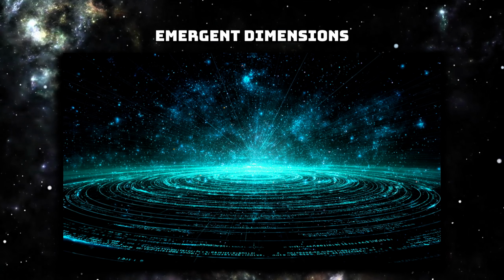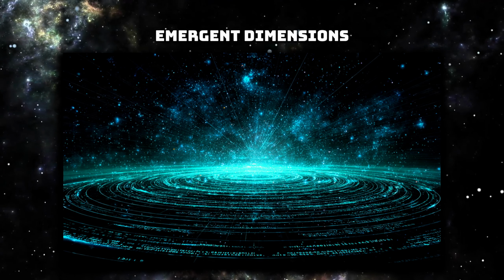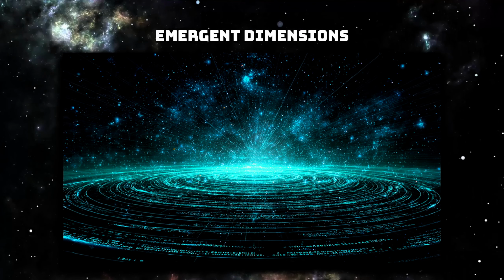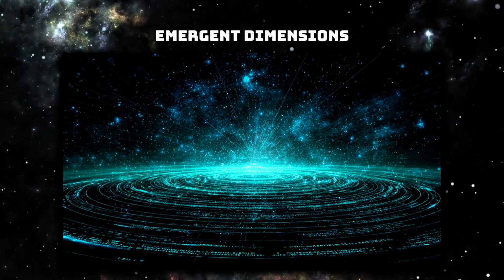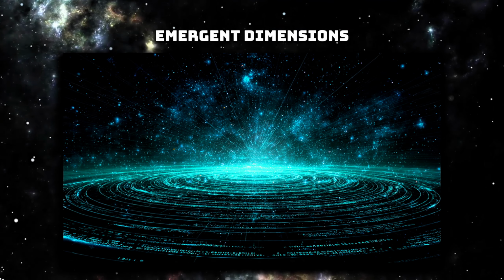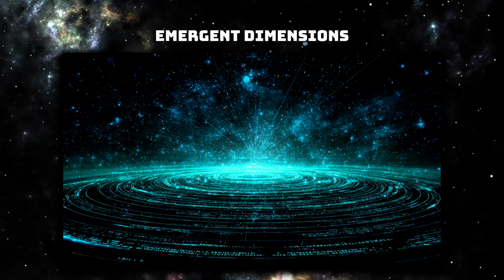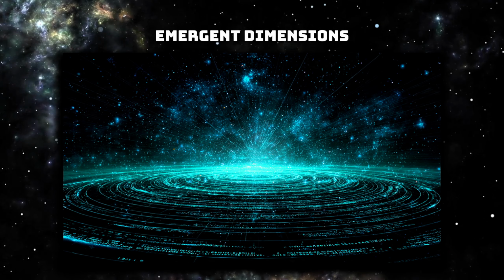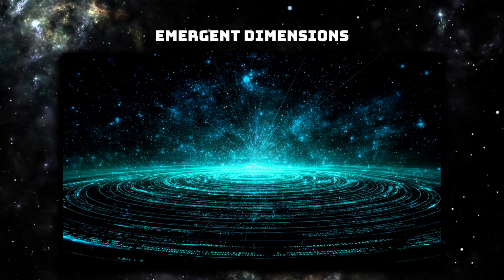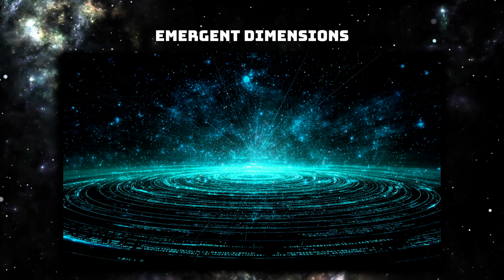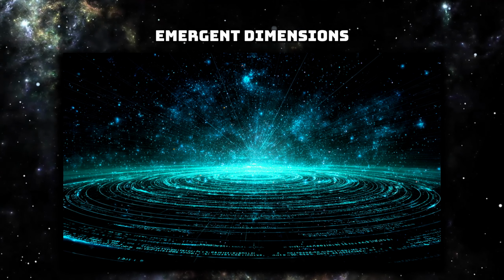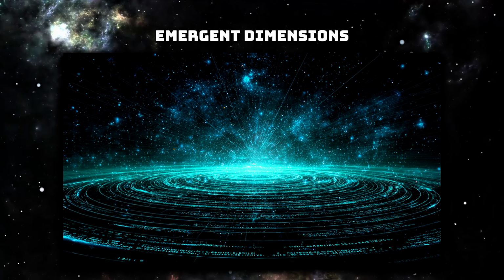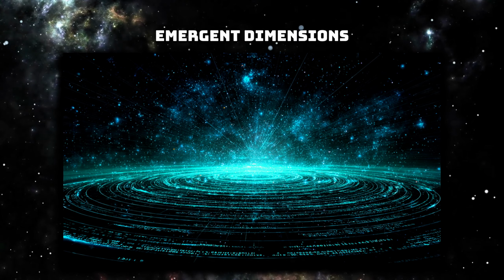To understand emergent dimensions, imagine taking space and breaking it down as far as possible, not into atoms, not into quarks, not into strings, but into information. The idea is that the fabric of space-time is woven from the structure of quantum entanglement, the mysterious quantum connection between particles. Quantum entanglement links particles together in such a way that the state of one instantly affects the state of another, no matter how far apart they are.